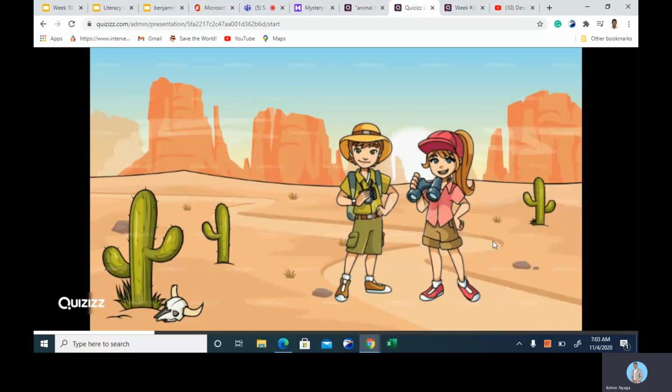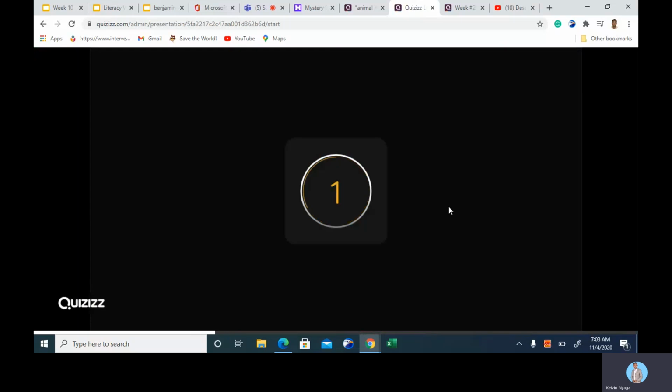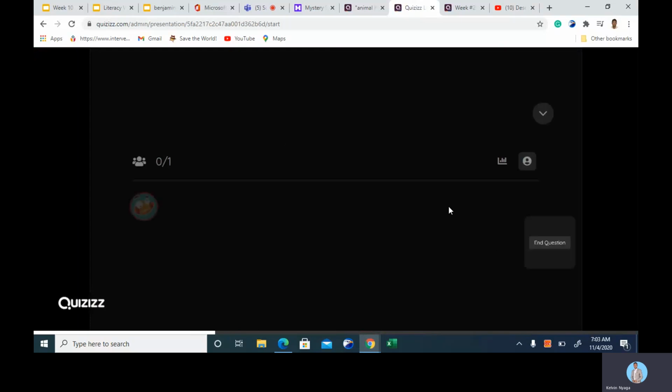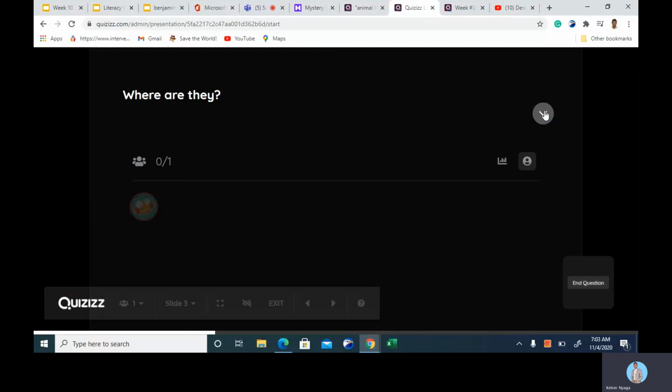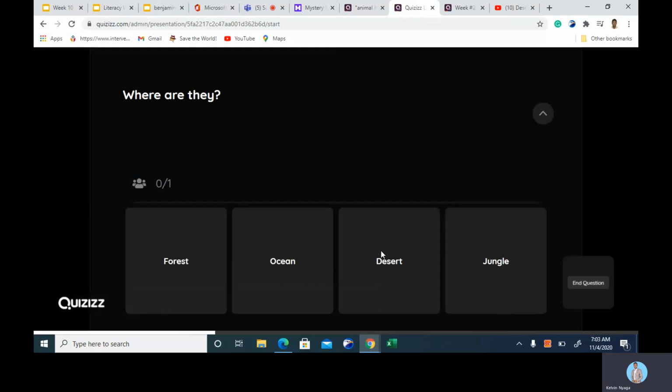So where do you think this is? Is it in the forest? Well, I don't think so. Is it in the ocean? Of course not. Yeah, you're right. We are in the desert. So let's move to the next habitat. Okay, yes, they are in the desert. So let's move to the next habitat.